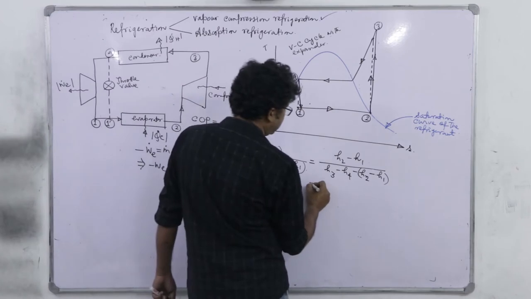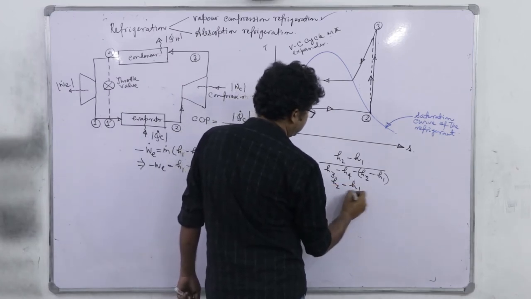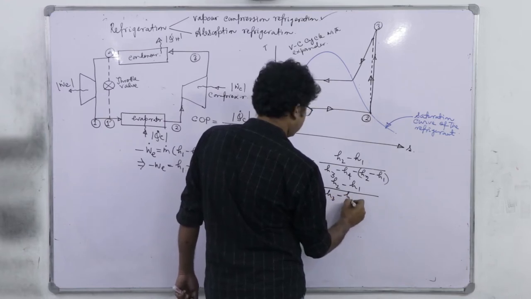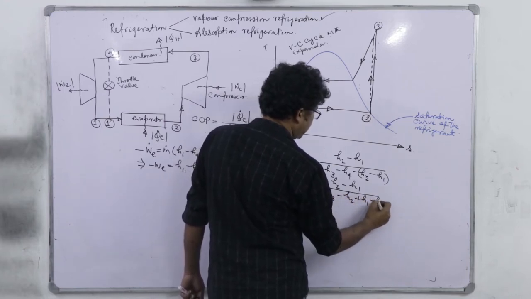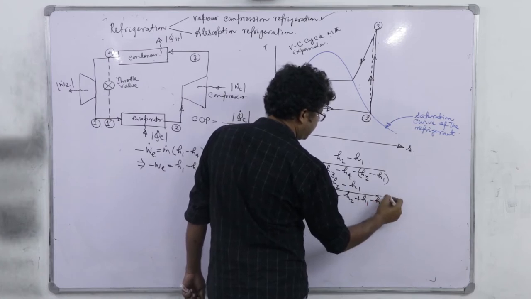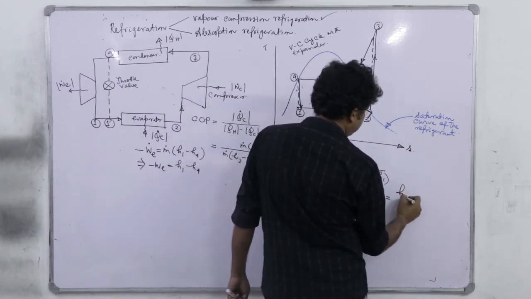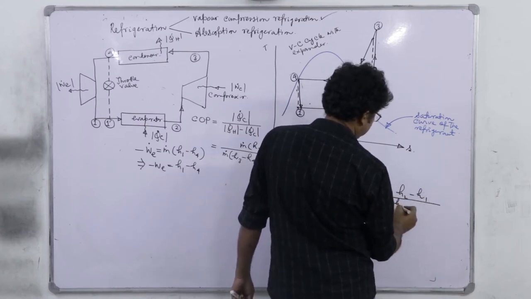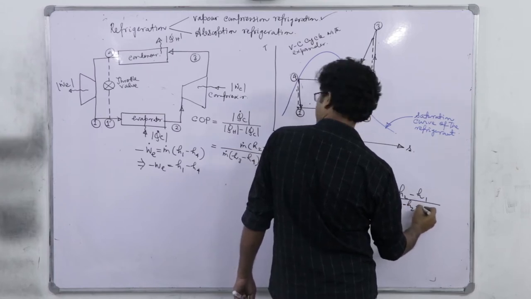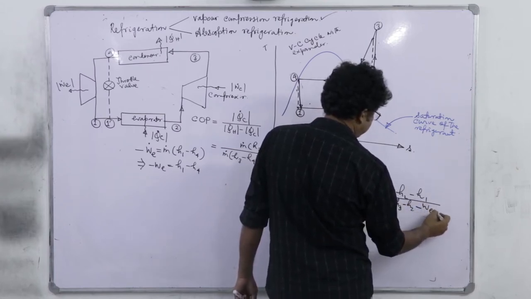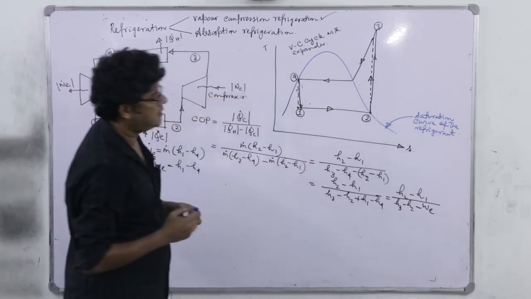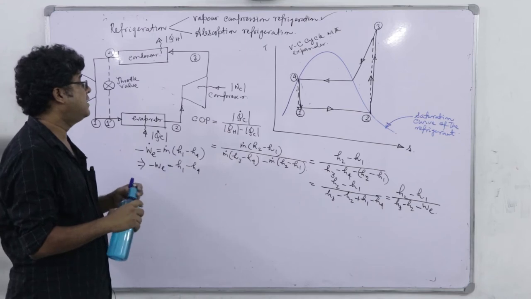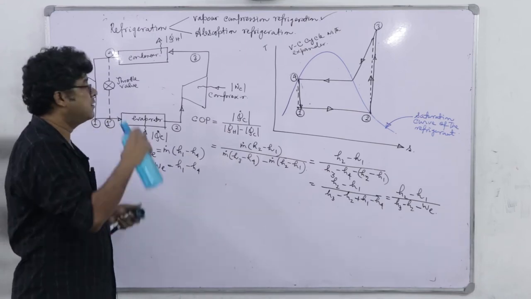So, what we can write here, H2 minus H1 divided by H3 minus H2 plus H1 minus H4. So, the coefficient of performance becomes H2 minus H1 divided by H3 minus H2 minus WE. So, that is the expression for vapor compression cycle fitted with a turbine, or sorry, expander.